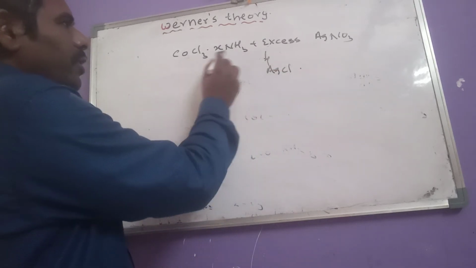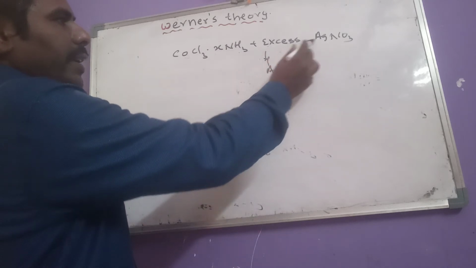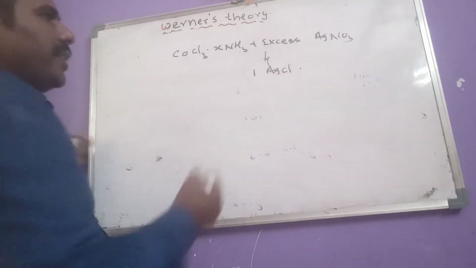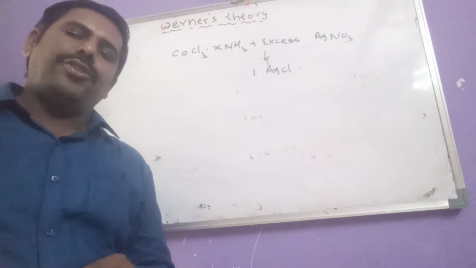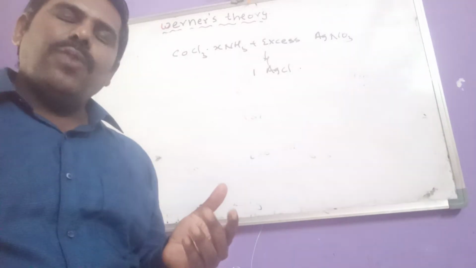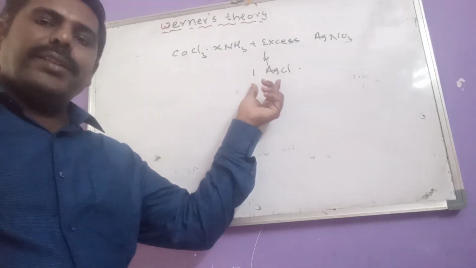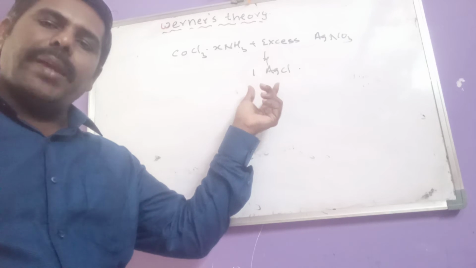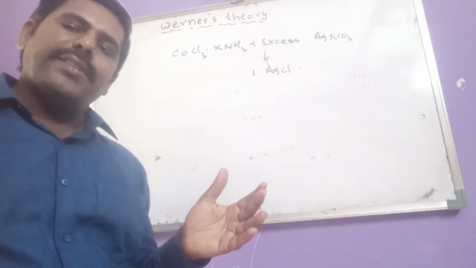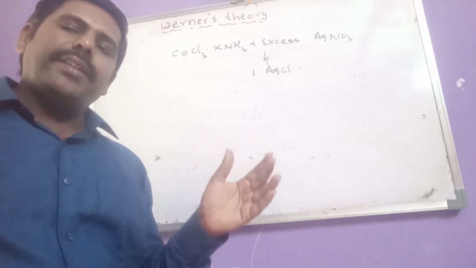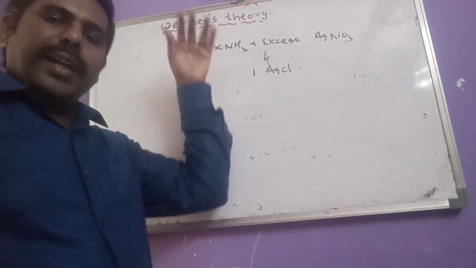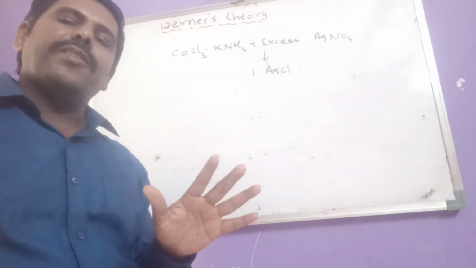Okay, now if the same question comes like this, what is that question? If CoCl3·xNH3, when treated with excess of AgNO3, produces 1 AgCl precipitate, then what is the X value? So now how do we have to think here? 1 AgCl precipitate produced means 1 chloride ion is present in the ionization sphere, that means outside the coordination sphere.